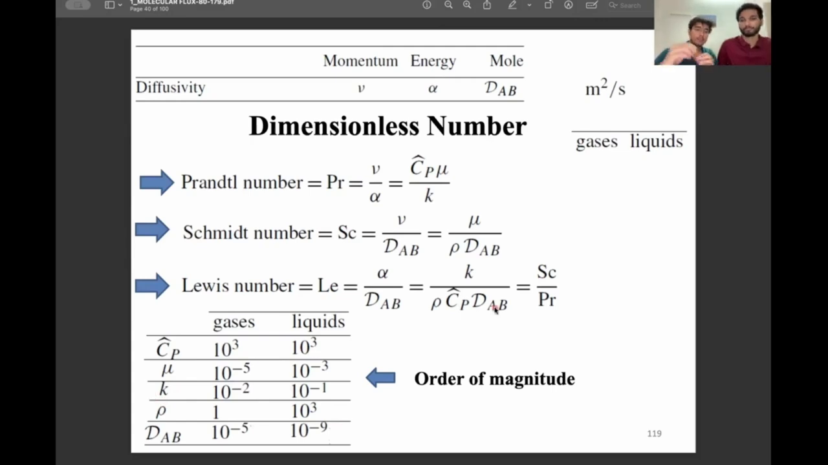Now let's compare our Prandtl number, Schmidt number, and Lewis number for gases and liquids. The Prandtl number for gases is 1 and for liquids is 10. Actually, all three dimensionless numbers for gases will be 1. When we put the order of magnitude of each of Cp, rho, mu into the formulas, we get a magnitude of 1 for gases, and for liquids we get 10 for the Prandtl number, 10 raised to power 3 for the Schmidt number, and similarly 10 raised to power 2 for the Lewis number. This is a bit of something you have to memorize. Let's get back to our old way now.